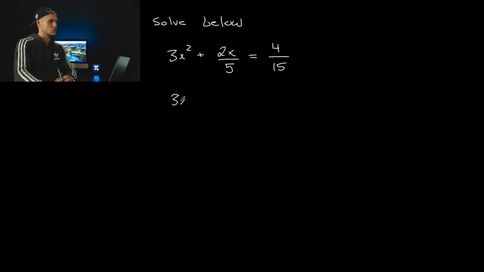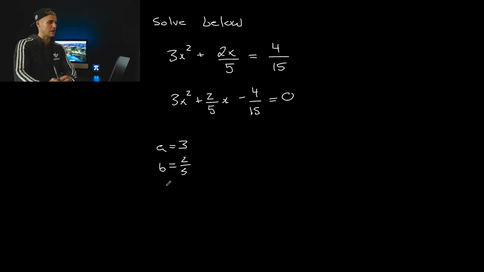So you can treat... bring this over, right? So we would have equals 0. So you could treat the a value to be 3, the b value to be 2 over 5, and then the c value to be negative 4 over 15. So that's one way to do it.